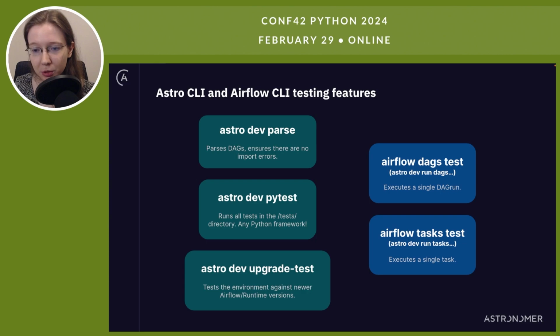Now, if you're using the Astro CLI, you have more options. So the green ones here, the first one is called astro dev parse. And this parses your DAGs and makes sure there are no import errors. Of course, it parses for Python syntax. So if you made a basic syntax error, it will know this. It also checks for things like there cannot be two tasks that have the same ID in the same DAG. Or, because it's called directed acyclic graph, you cannot accidentally define a circle. So these are things that astro dev parse would catch, and you can also do that very easily from the CLI.